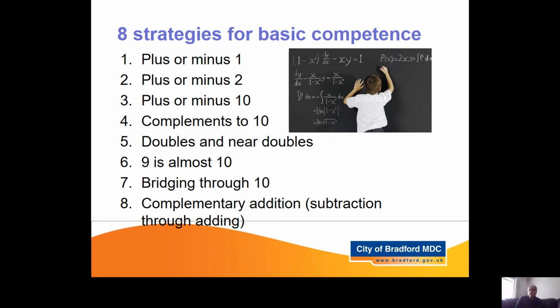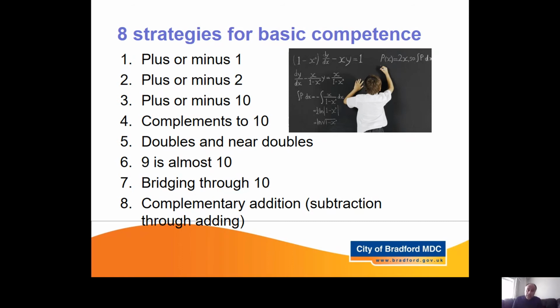Bridging through 10, which is a more modern concept, but it seems to work for children who are going through mathematics teaching now. And complementary addition, which is the old counting up like shopkeepers used to do when they used to give you change. And those are skills for basic competence in mathematics.